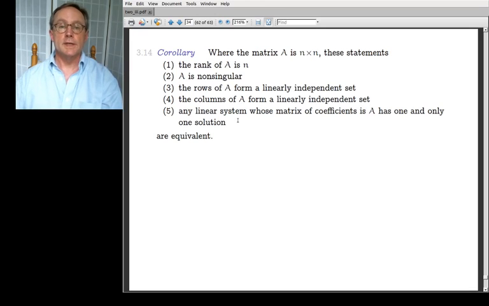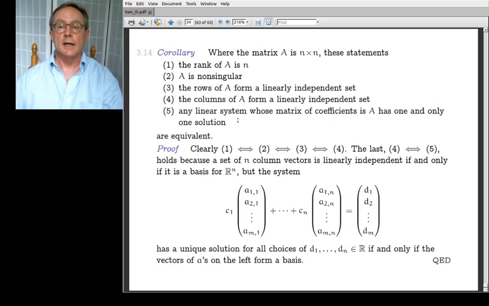Now you can go through and prove 1 if and only if 2, 1 if and only if 3, and so on, but usually there's a shortcut, and in this case the shortcut is that 1 if and only if 2, 2 if and only if 3, 3 if and only if 4 are all pretty clear. A is n by n, so if the row rank of A is n, then the column rank of A has to be n also, but A has n many columns, so they must form a linearly independent set. So you can see these are pretty straightforward.